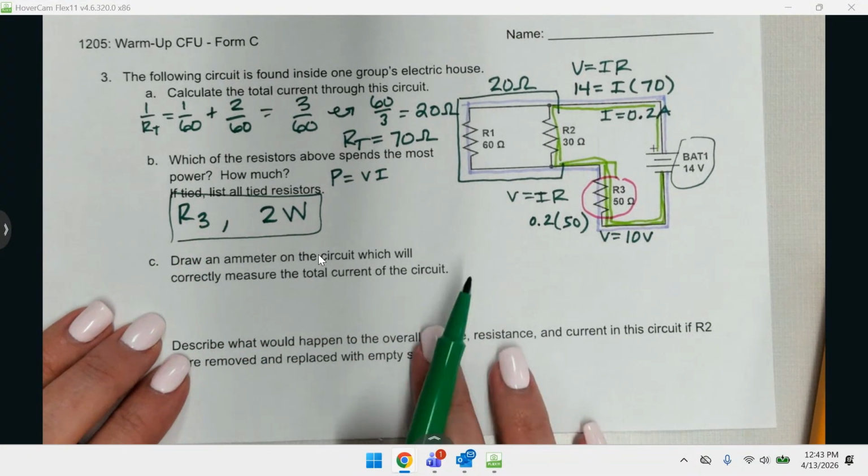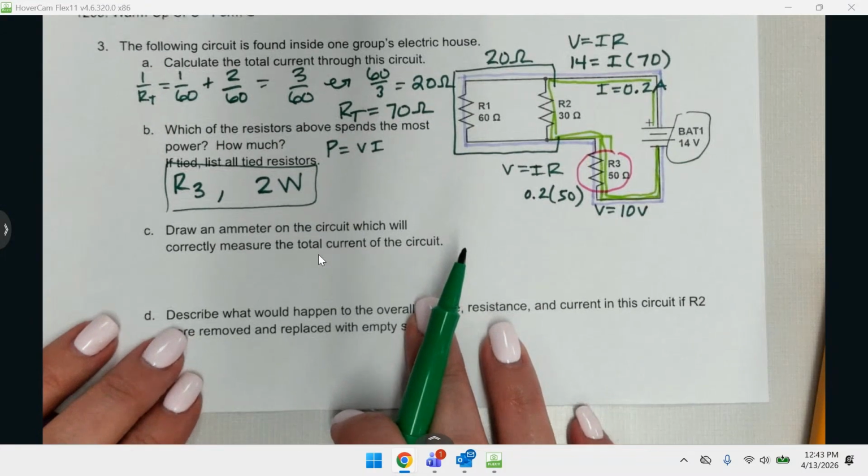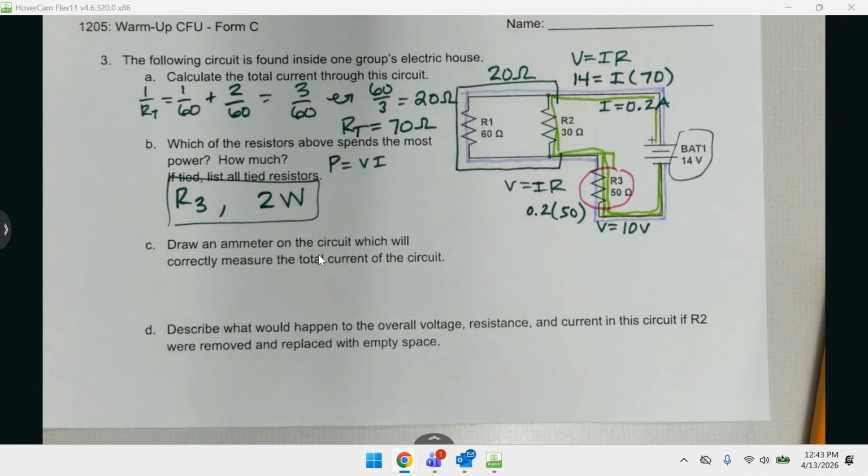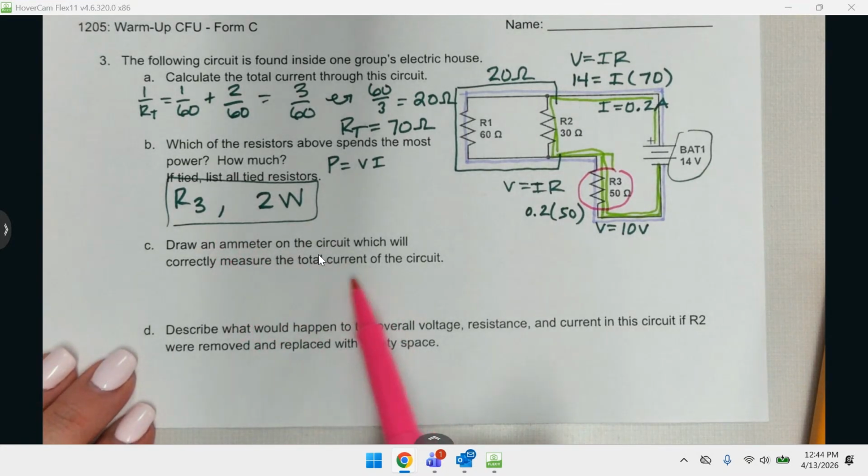Okay. Part C says draw an ammeter on the circuit which will correctly measure the total current of the circuit. So this is asking for something different than the morning forms did. The morning forms asked for this to be drawn at this resistor. This is asking for total. Hopefully you read that carefully.